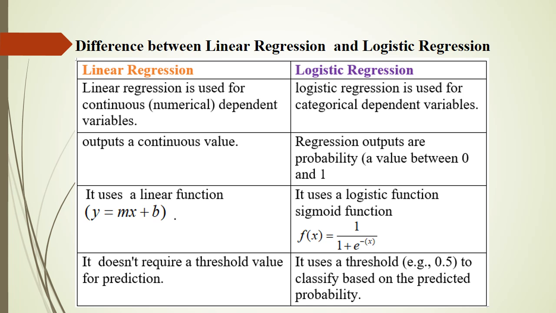Another difference is that linear regression does not require a threshold value for prediction. Since it is a continuous graph, it does not require that. But logistic regression uses a threshold value, for example 0.5, to classify based on the predicted probability. So based on that, whether it falls below or above the threshold, it depends on that.